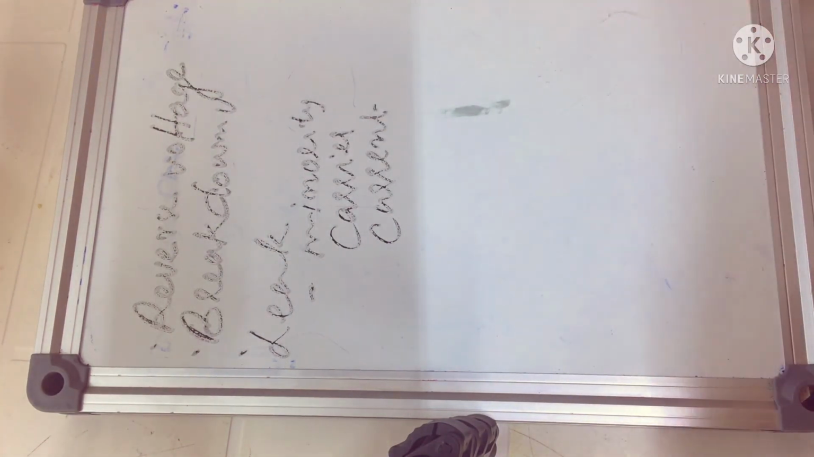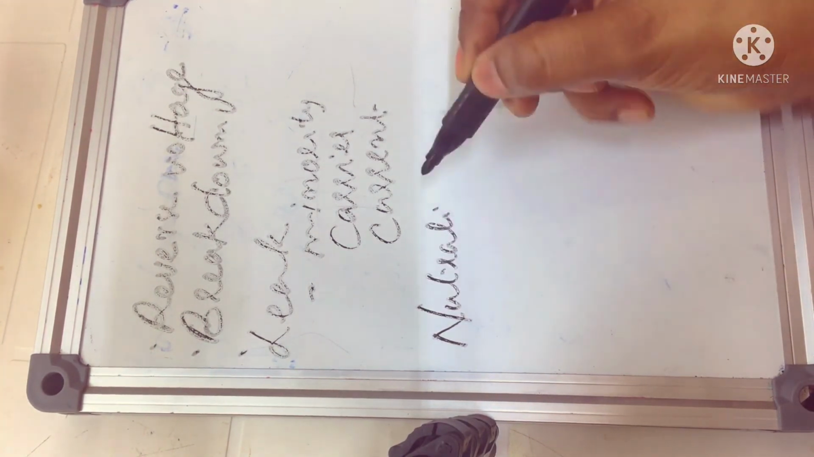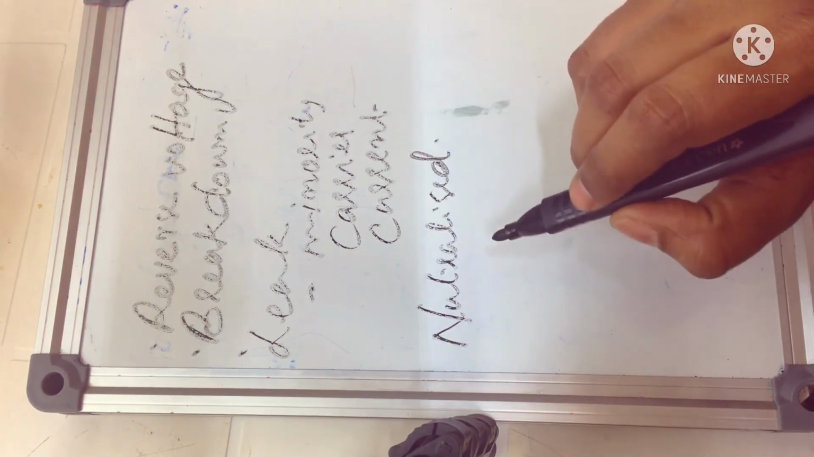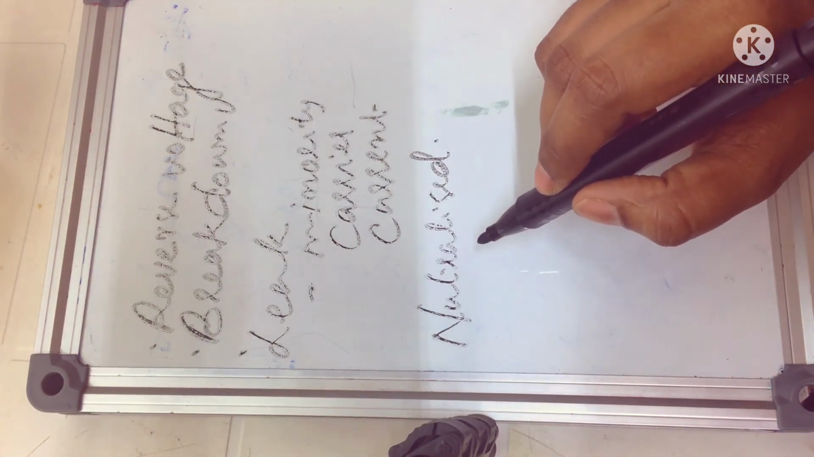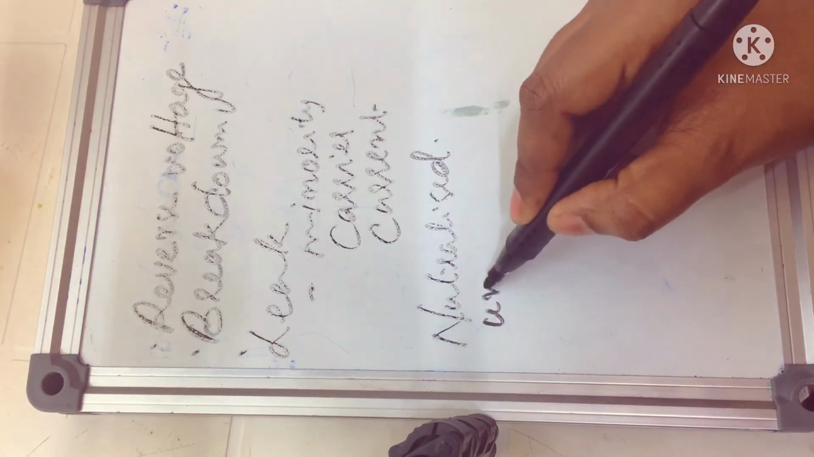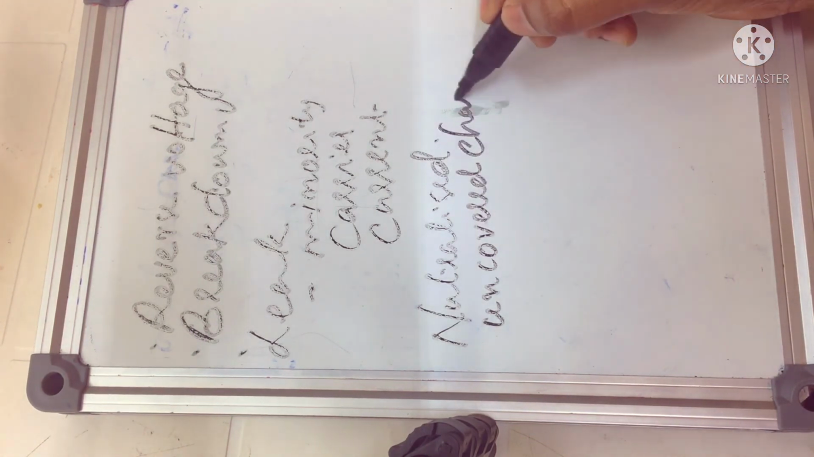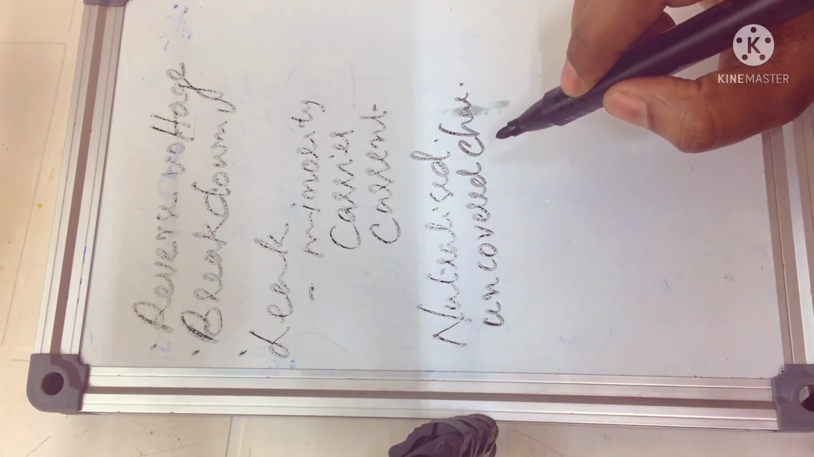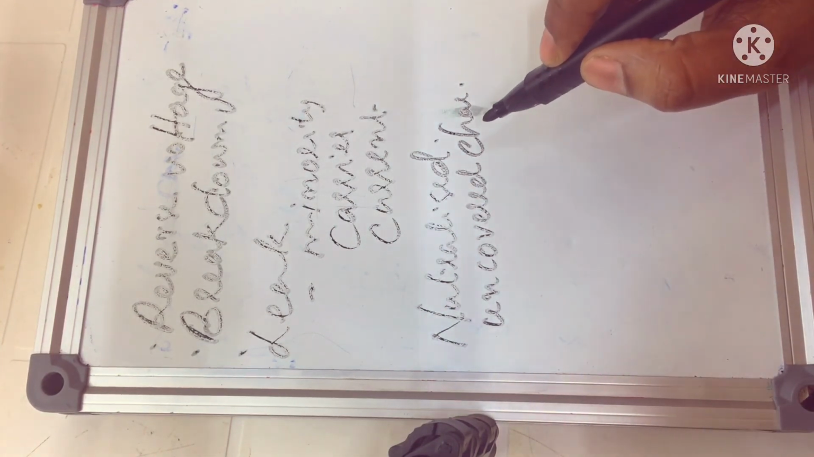In the depletion region there are neutralized charges, and the charges other than those in the depletion region are known as uncovered charges.